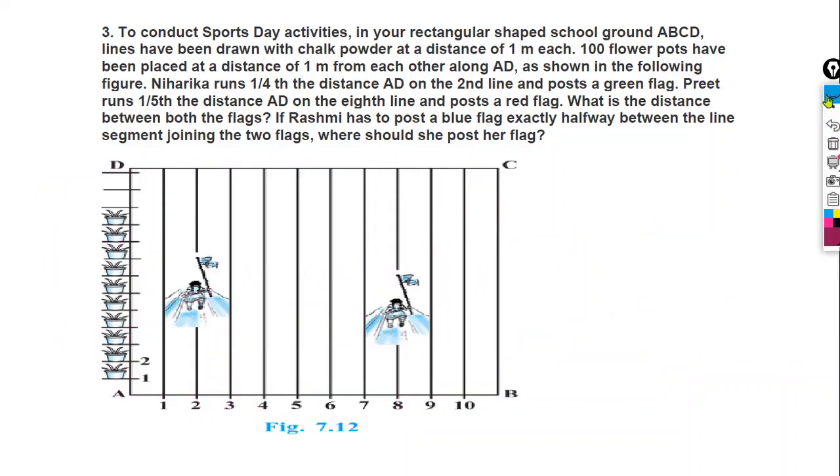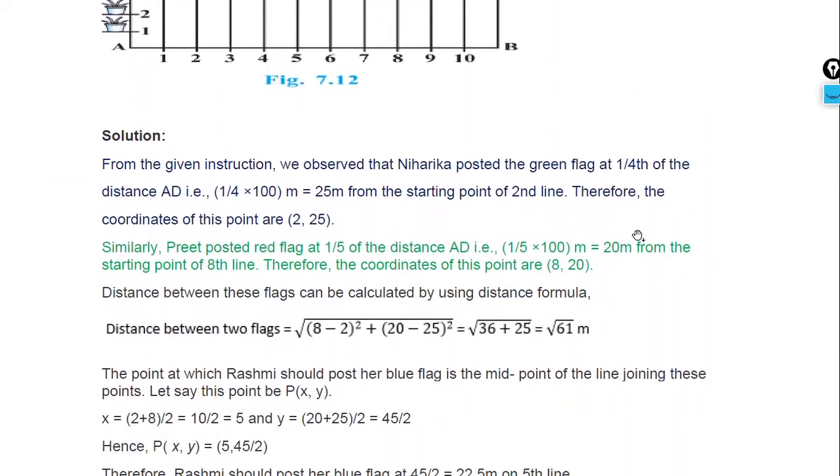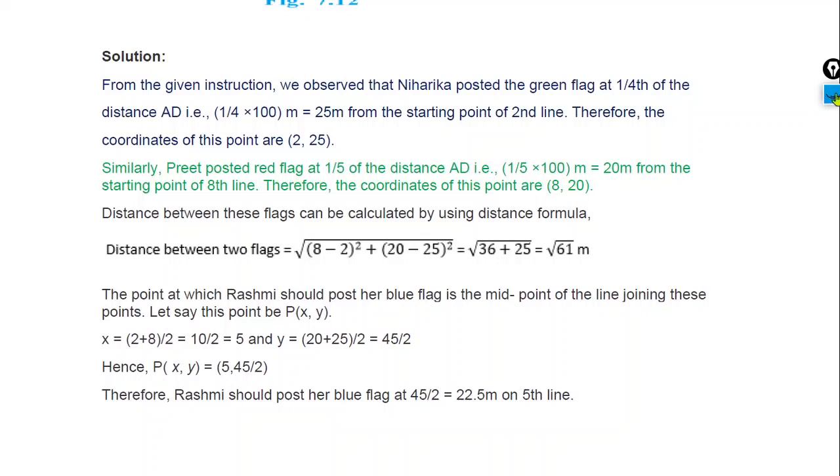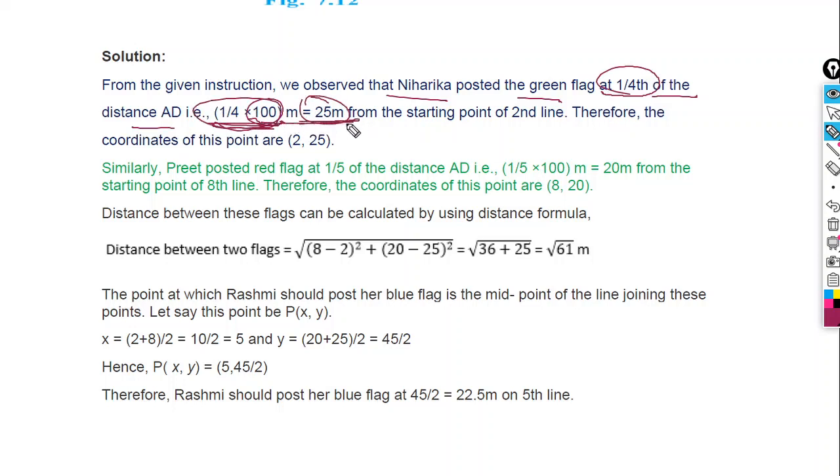Now from the given instruction, it is observed that Niharika has posted the green flag 1/4 of the distance of AD, that is 100 meter. So 1/4 of 100 meter equal to 25 meter. We have already discussed about it. From the starting point, second line. Therefore, the coordinate of the point will be (2, 25). I have already shown in the figure (2, 25).